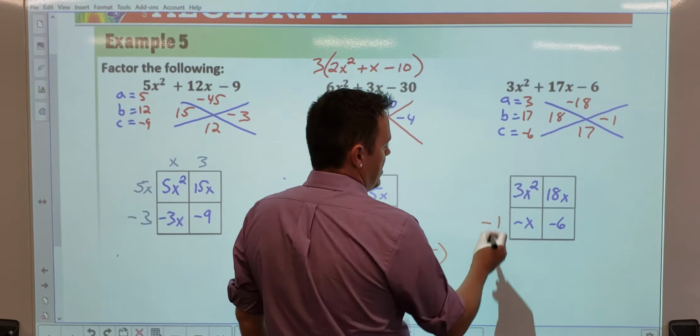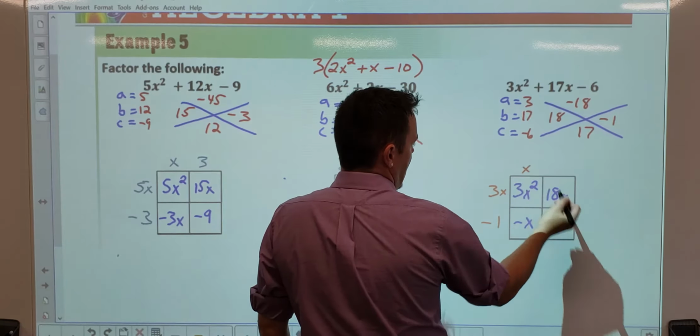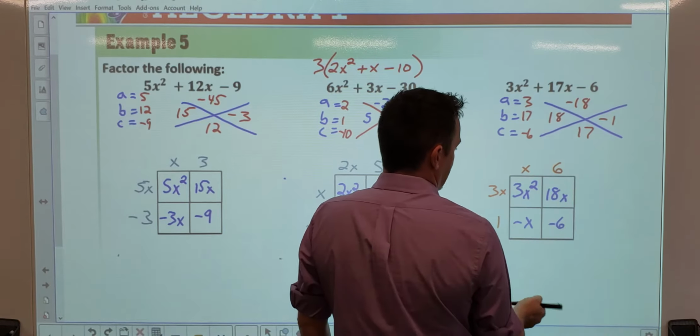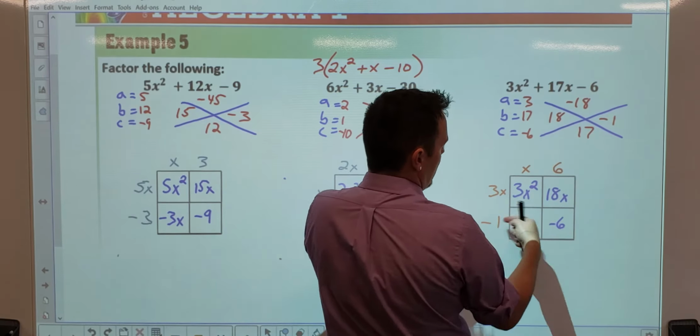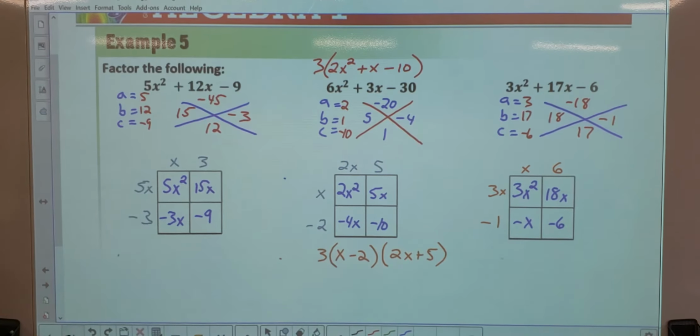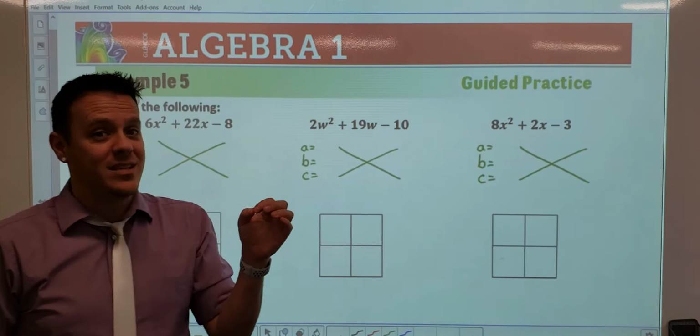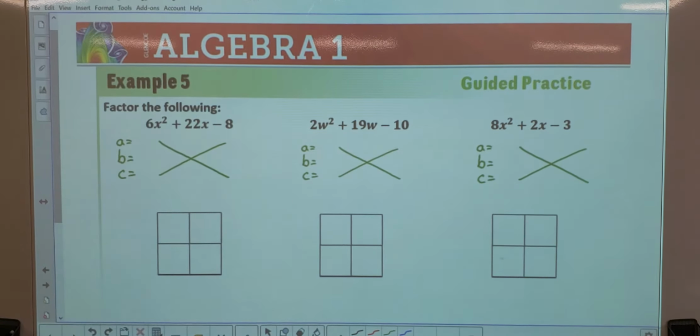All right, negative 1 here. This is a 3x. This would just be an x, and then up here would be a 6. So if I multiply this out, we'll all get the same. So it'll be 3x minus 1, x plus 6. All right, make sure, ladies and gentlemen, that you cannot factor anything out of any of these on a guided practice before you solve them.